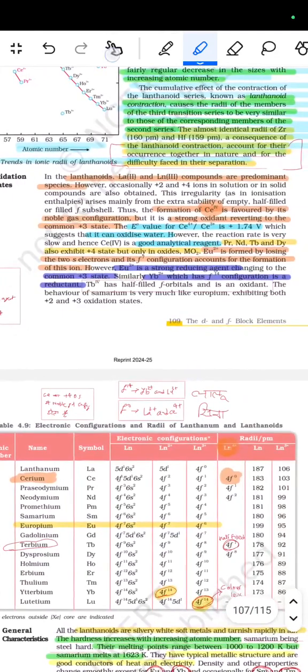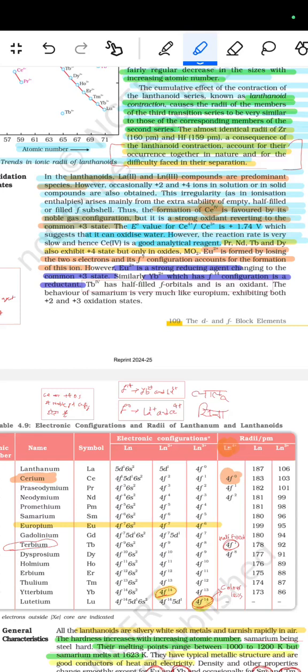So in the lanthanoids, Ln2+ and Ln3+ compounds are the predominant species. However, occasionally +2 and +4 oxidation states in the solution or in the solid compounds are also obtained. This irregularity, as in the ionization enthalpy, arises mainly from the extra stability of the empty, half-filled or the filled f shell. Thus, the formation of Ce4+ is favoured by its noble gas configuration, but it is a strong oxidant, reverting to the common +3 state. The standard electrode potential for Ce4+/Ce3+ is +1.74 V, which suggests that it can oxidize water. However, the reaction rate is very slow and hence Ce4+ is a good analytical reagent.